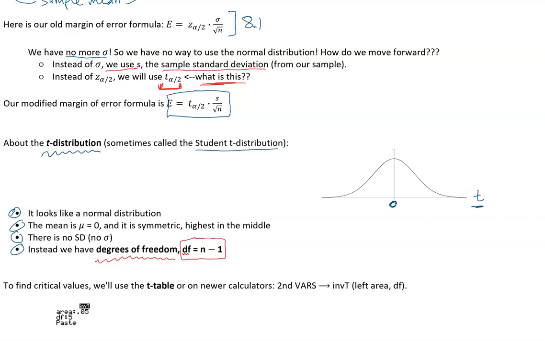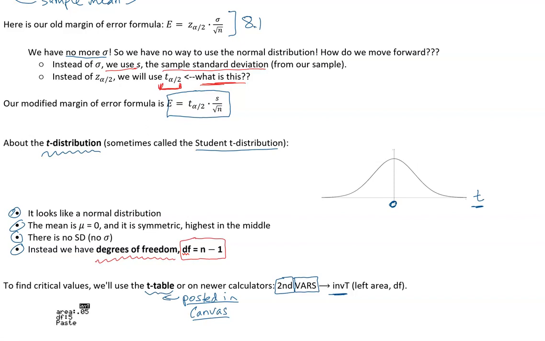To find critical values, we're either going to use a t-table, and this is posted in Canvas, or see if you can do this on your calculator. If you don't have this in your calculator, you'll use the t-table. It's actually a pretty easy table to use, and I'll explain it here. But on the newer calculators, see if you've got it. Go to second vars, as though you're going to normal CDF or inverse norm, and see if you've got something called inverse t right underneath inverse norm.